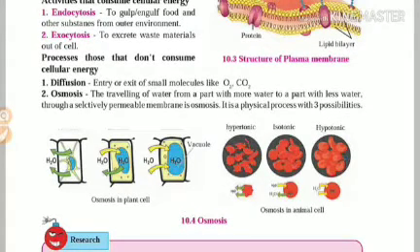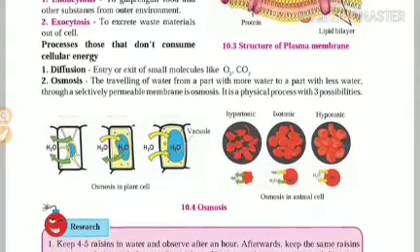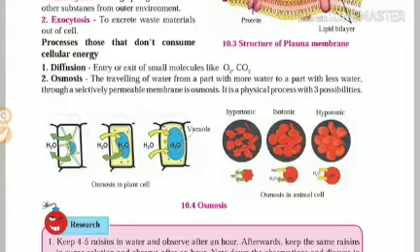The processes that do not consume cellular energy are diffusion and osmosis. Diffusion means the entry or exit of small molecules like oxygen or carbon dioxide. When molecules travel from outer to inner and inner to outer, it does not consume energy. Osmosis means the movement of water from the part with more water to the part with less water through a selectively permeable membrane. It is a physical process with three possibilities, depending on the liquid traveling from the higher level to the lower level.